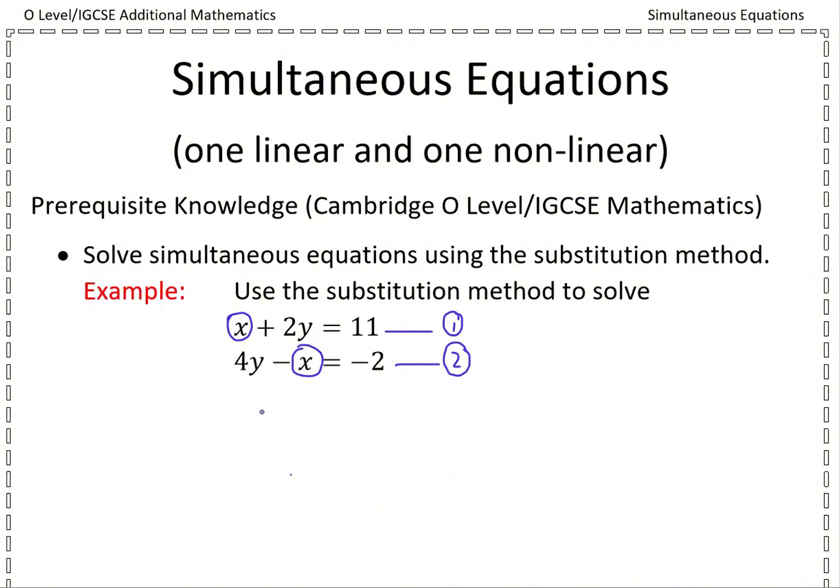We have to try to make that variable as a subject whose coefficient is 1, either 1 or minus 1. In this case, in both the equations, the variable x has coefficient either 1 or minus 1. So we can make x the subject either from equation 1 or from equation 2. Let's make x the subject from equation 2.